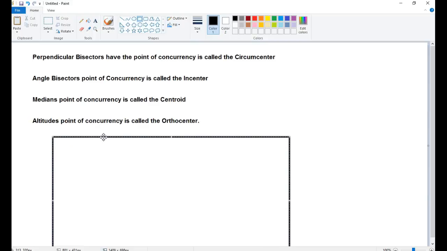All right, so we're going to be doing a lot of problems with these in class, finding orthocenters, finding medians, and trying to figure out if we can find ways to memorize differences between these points.